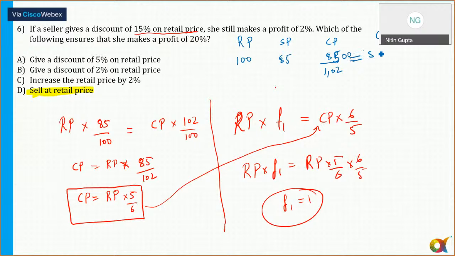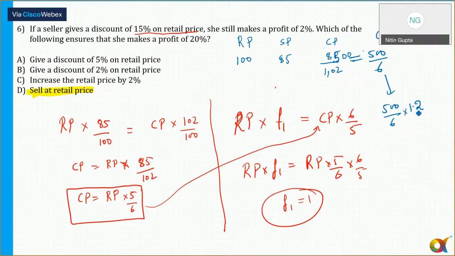So that is equal to 500 upon 6. So this is my cost price. Now, which of the following ensures that C makes a profit of 20%? Now, C needs a profit of 20%. So, cost price is 500 by 6 and profit of 20%, so into 1.2.